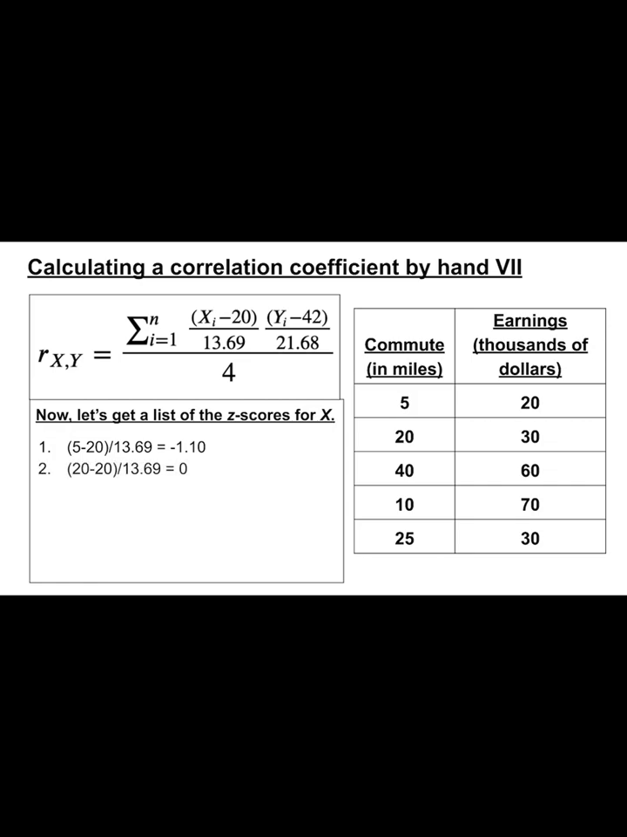We do the same thing. 20 minus 20 is 0, of course, so that's just 0. 40 minus 20 divided by 13.69, that represents observation 3, is 1.46. And then we just do the same thing for the last 2 people.